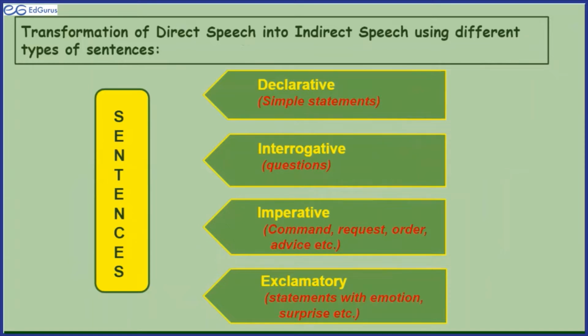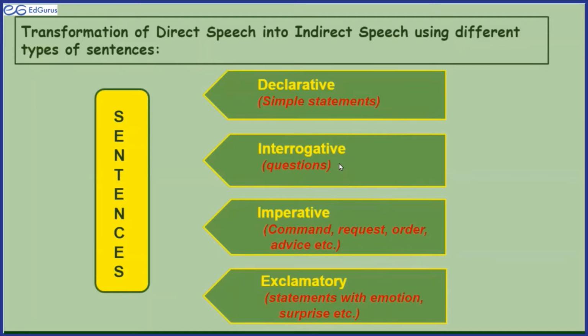For example, if I say, it's raining today, it's a simple statement, right? I am not going to school tomorrow. It's a simple statement. So it is declarative, right? We are going to have our exams soon. It is a simple statement. Then we have interrogative sentences.